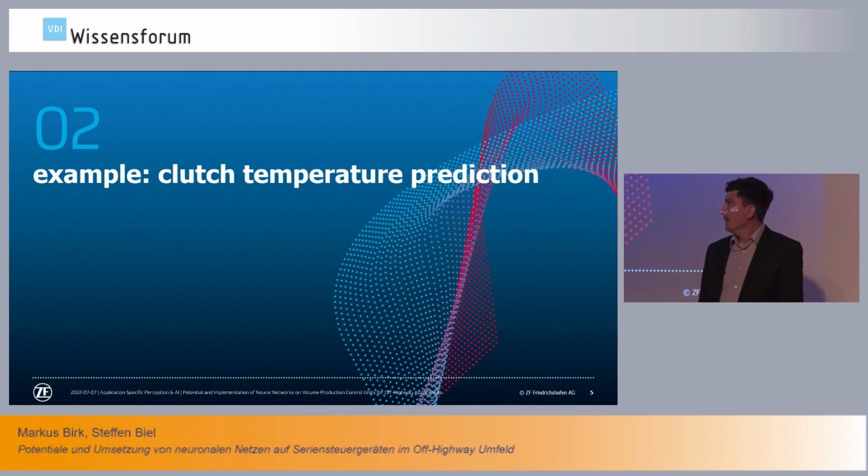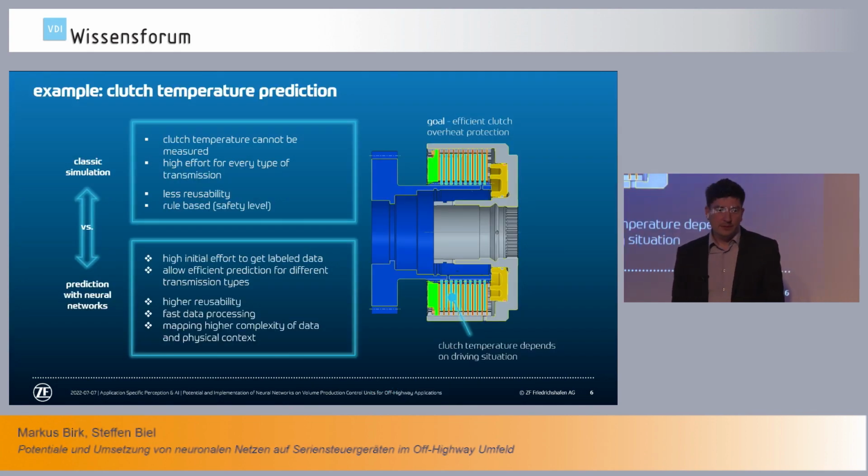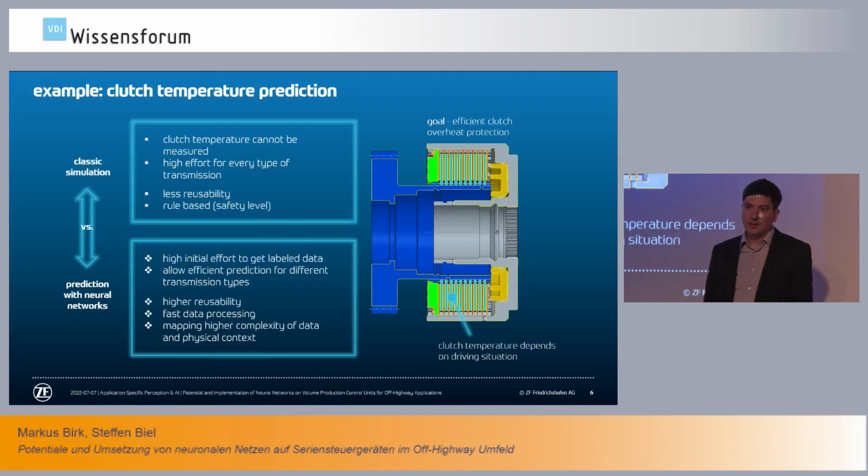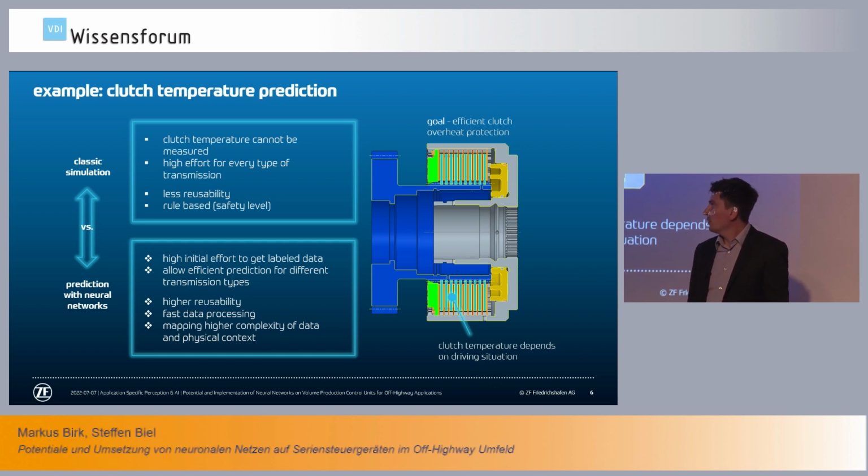Now, one example that we would like to share with you is clutch temperature prediction. Here we ran a proof of concept, and in order to show you this is a really tangible technology, and urgent issues in production can also be remedied with the help of machine learning on the transmission control unit. Now, the problem that we're dealing with has been around for quite a while.